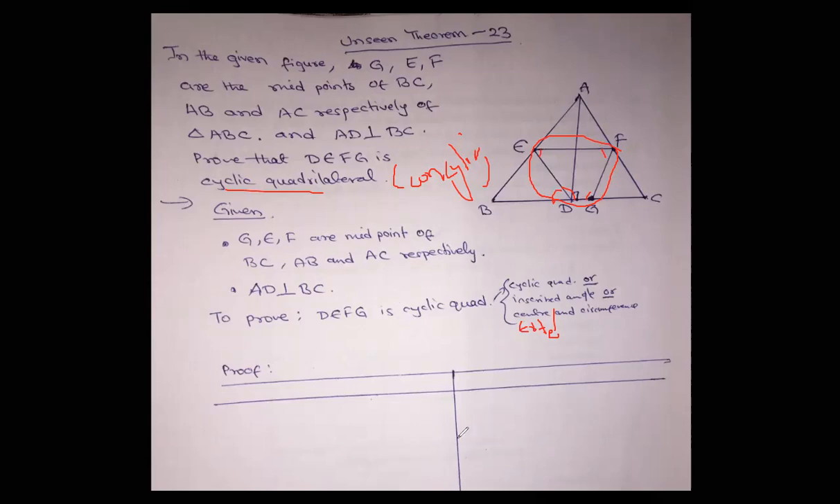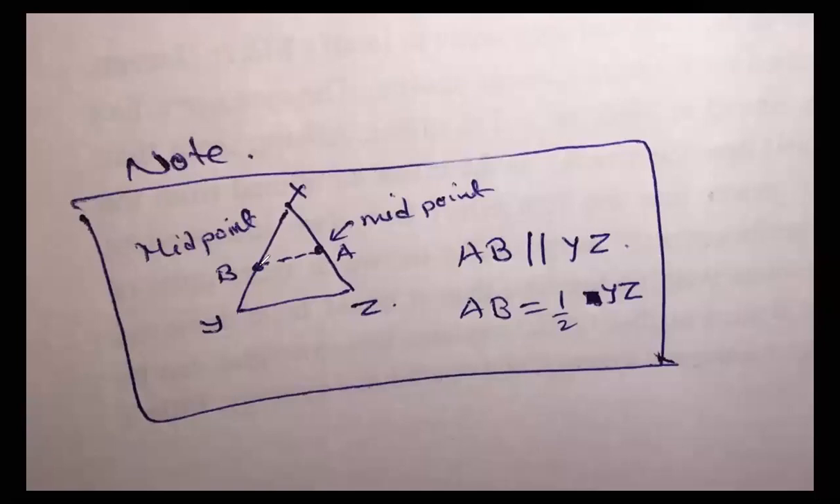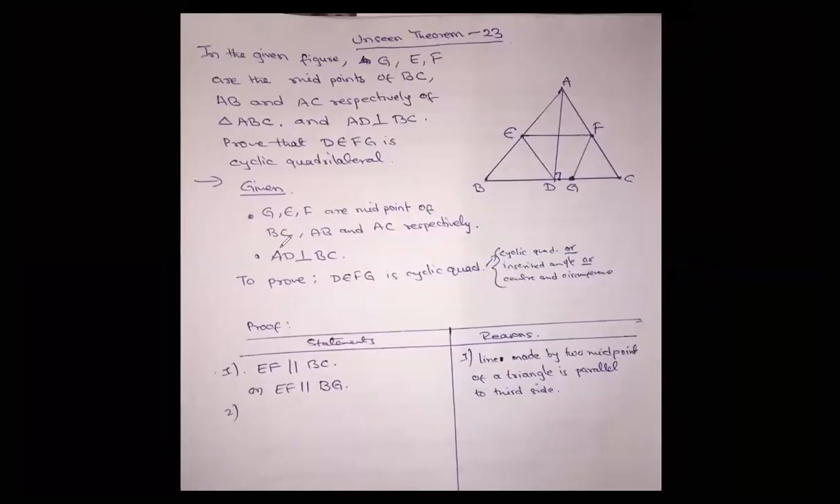So now let us go to the next. I have already mentioned this one. If a line is made from the midpoints of two sides of this triangle, then this line and this line are going to be parallel to each other. So statement number one: EF is parallel to BC. This is made from midpoints.